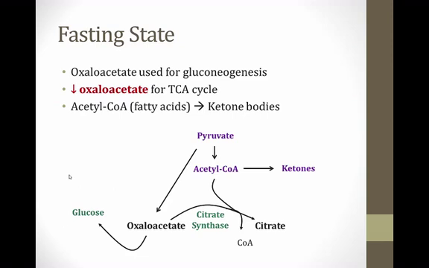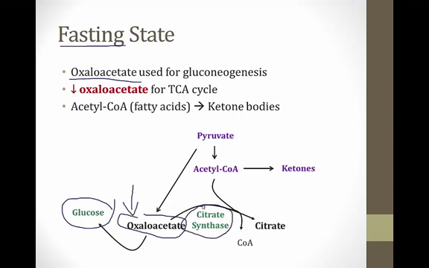There's an important clinical correlation of this step of the TCA cycle, and that involves fasting. When patients are in the fasting state, oxaloacetate is used for gluconeogenesis. I've shown you here how pyruvate can be diverted to oxaloacetate and then into glucose via gluconeogenesis. This lowers the level of oxaloacetate available for citrate synthase to use, and as a result, less acetyl-CoA is pulled into the TCA cycle.